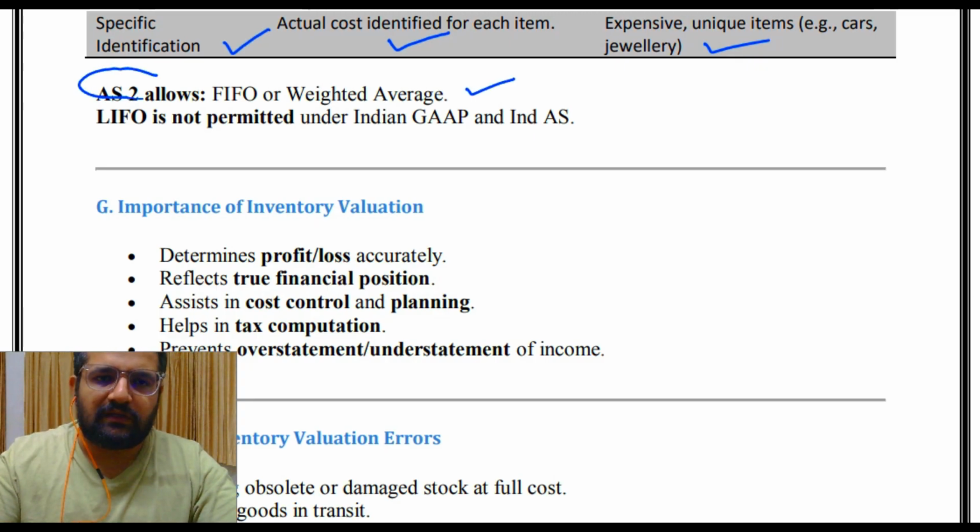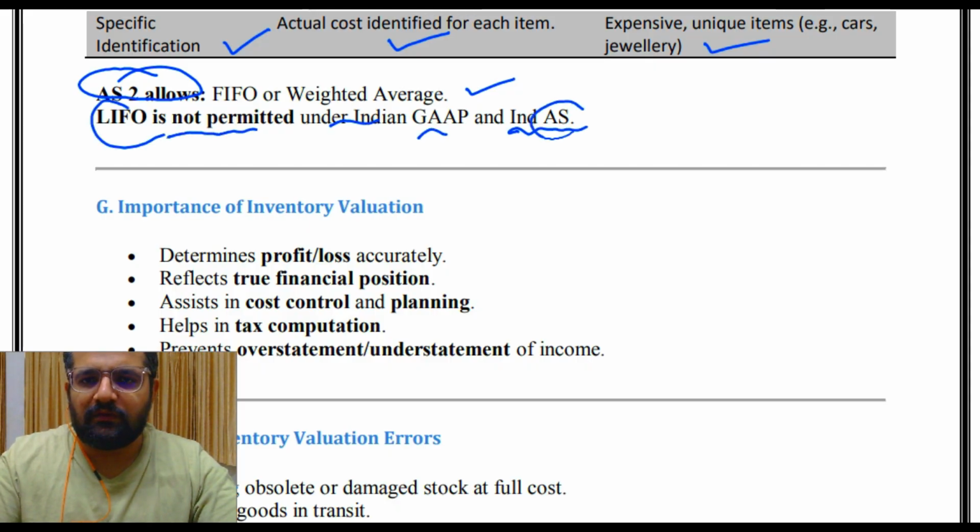इसकी बात हो रही है अकाउंटिंग स्टैंडर्ड 2. Then LIFO is not permitted under Indian GAAP and Indian AS, that is accounting standard. So all of these statements are very very important.